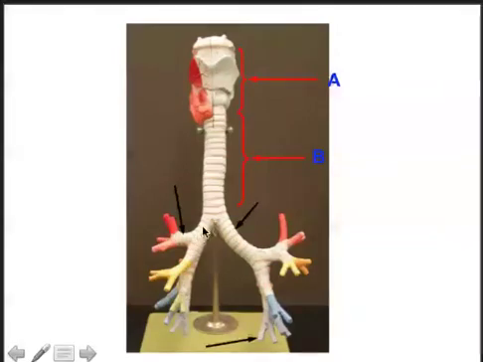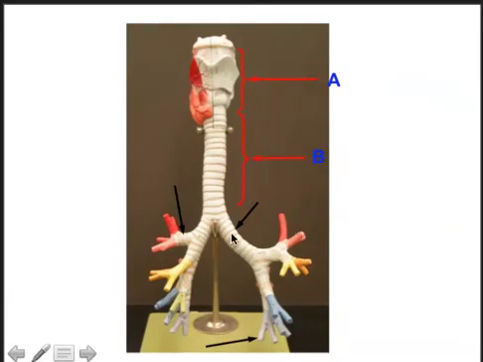This would be the right primary bronchus. This is a secondary bronchus. It branches off the primary. And then down here, you can see a tertiary bronchus. These colored bifurcations are all tertiary bronchi.